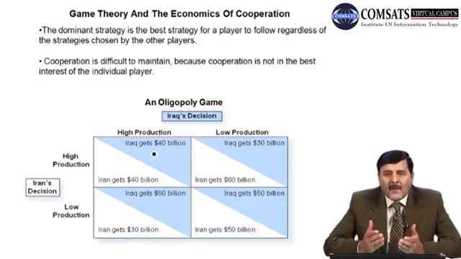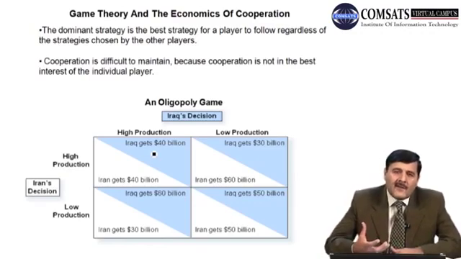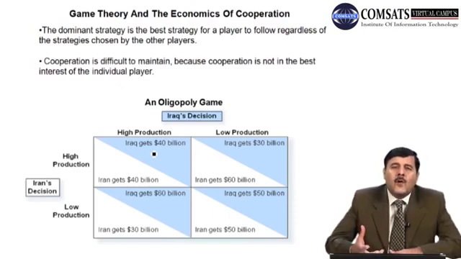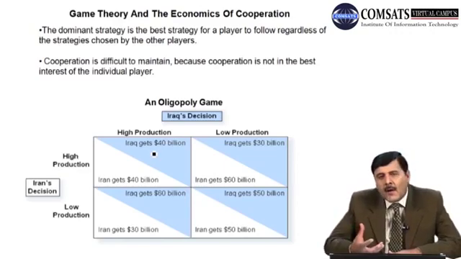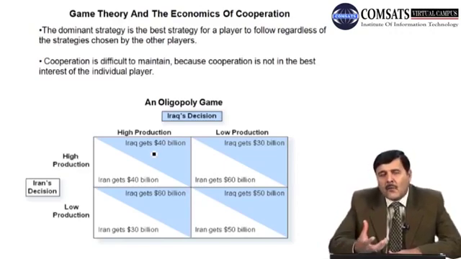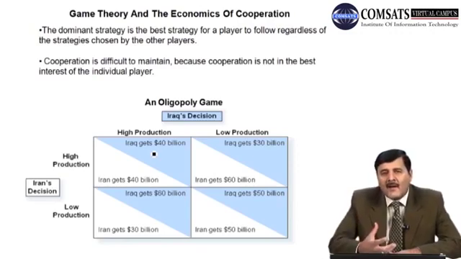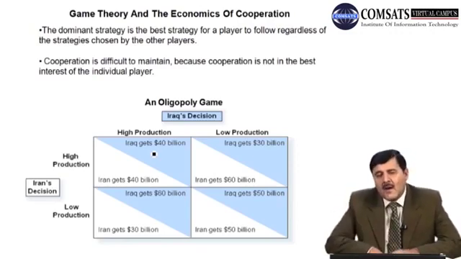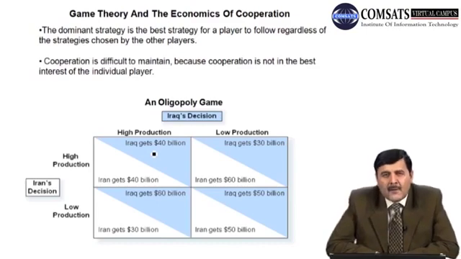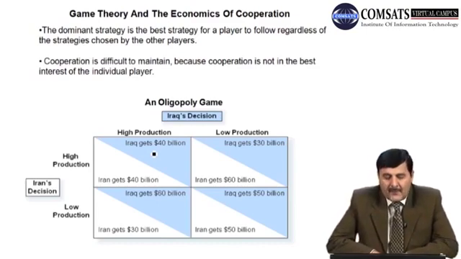For example, suppose you are a player and I am a player, and when I am going to decide a strategy about a certain product, its production or price, I don't care about you. I will make my decision that this is the decision which is better for me, this should be the price, this should be the quantity of the product, regardless of what you are going to decide about the price and the quantity of the product.